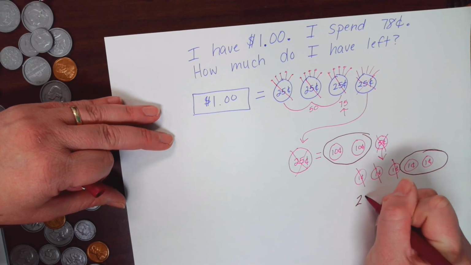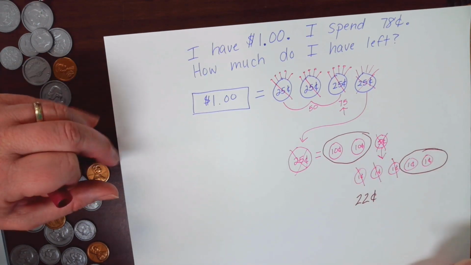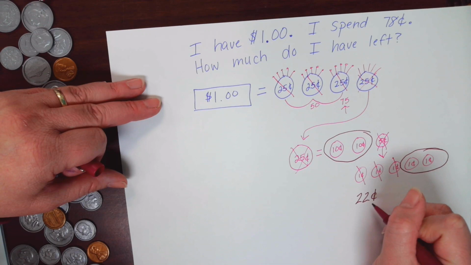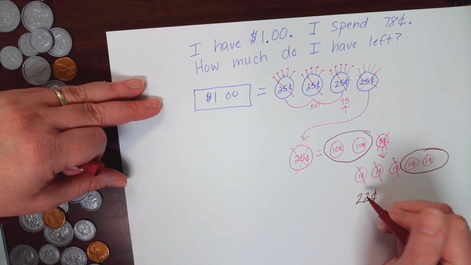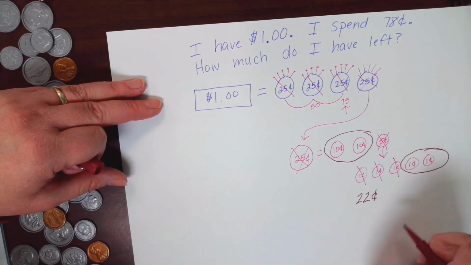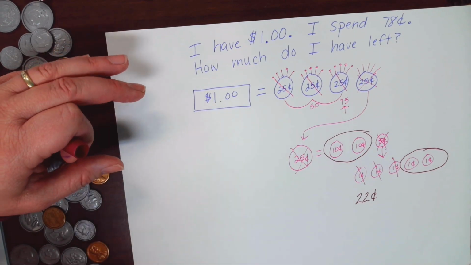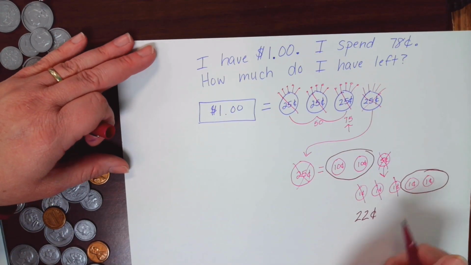So I'm going to write 22 cents here. Alright, that's how much I'm going to get back. When I write 22 cents, I'm not going to put a circle around it because that's going to make me think it's a coin, and we don't have a 22-cent coin. But I want to come over here and check it. So let's see if we're right.